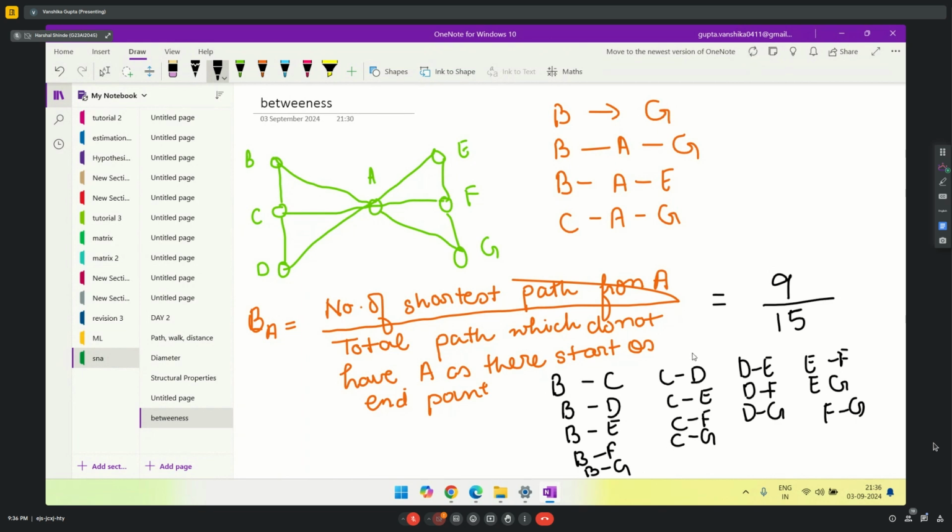Total 15 paths we have. Here, in this, anywhere we are not seeing that our starting point is A or ending point is A. This was the only condition. A cannot be the start or end point. So this will be a measure of betweenness for it.